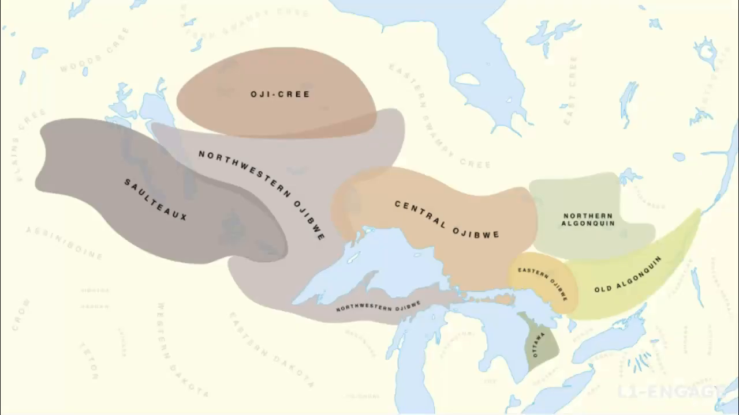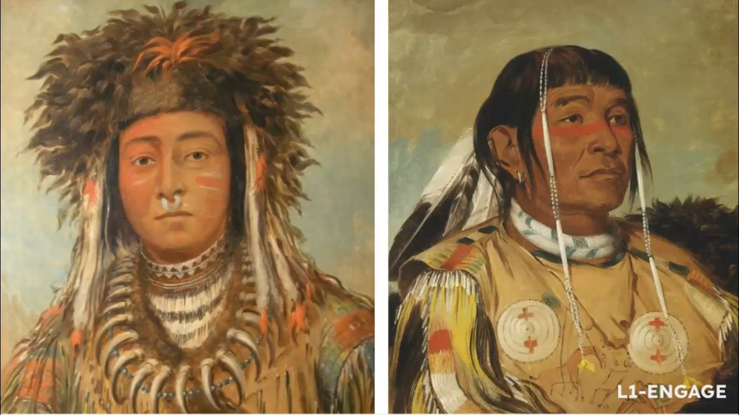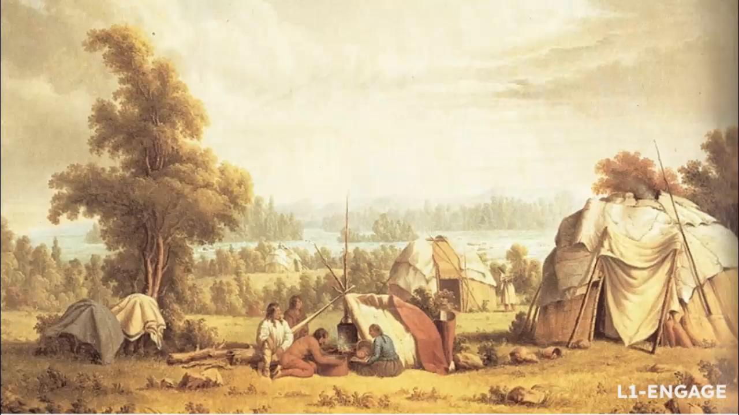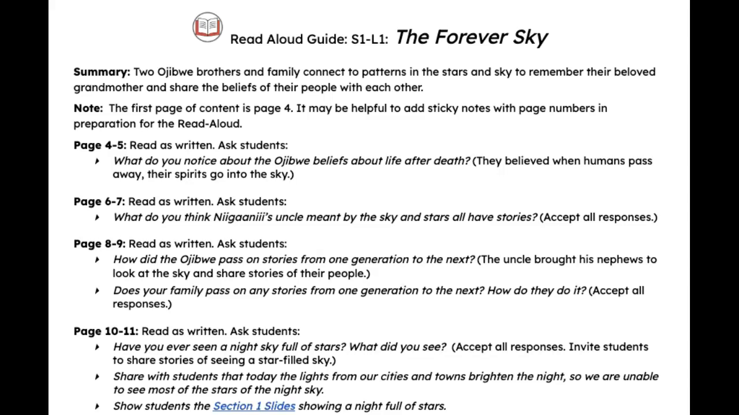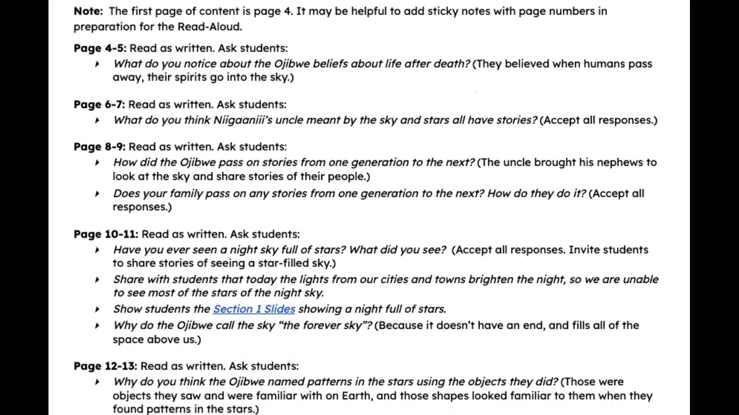You'll share with students the Ojibwe are a Native American people, originally and currently living in Canada and northern Midwestern states such as Montana and Minnesota. This map shows where the Ojibwe lived before European settlers arrived in North America. You'll show students images and ask what they notice and wonder. You'll read the book, The Forever Sky. Use the Read Aloud guide to ask students questions while reading the book.